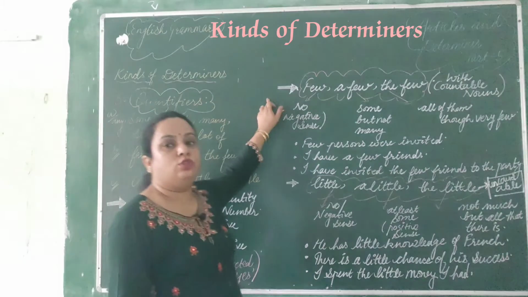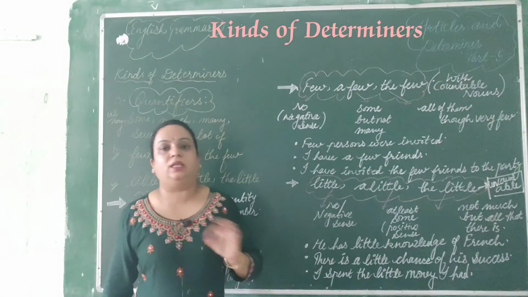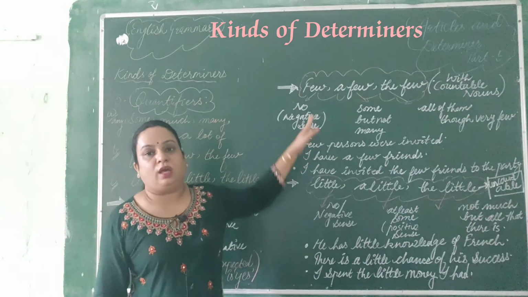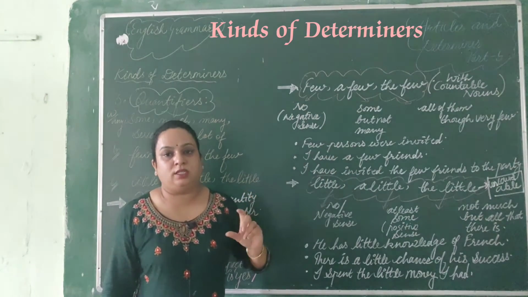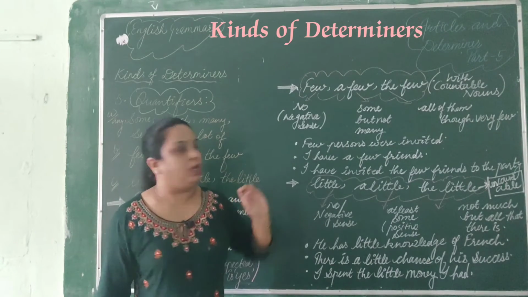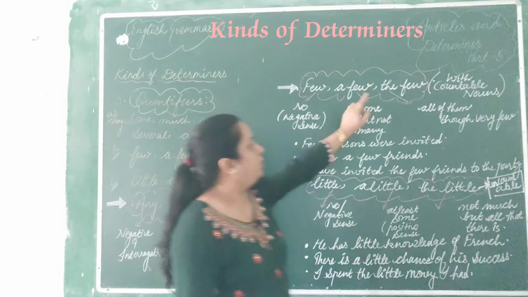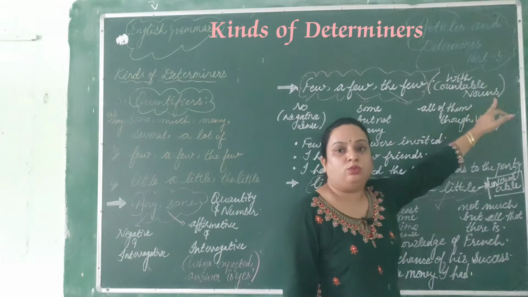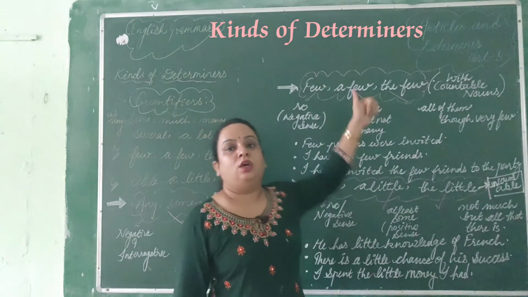Next there is the use of few, a few, the few. This is very important and people get confused in this, that where we have to use few and where we have to use little, because both the quantities tell something small. Okay, so very important, the first thing you have to note down here is that with countable nouns you have to use this few.